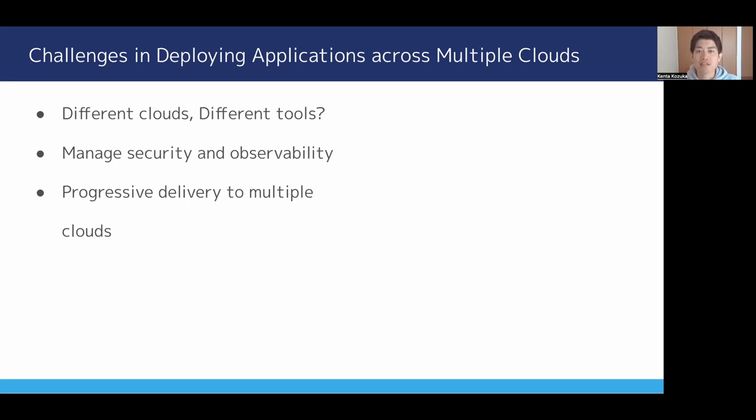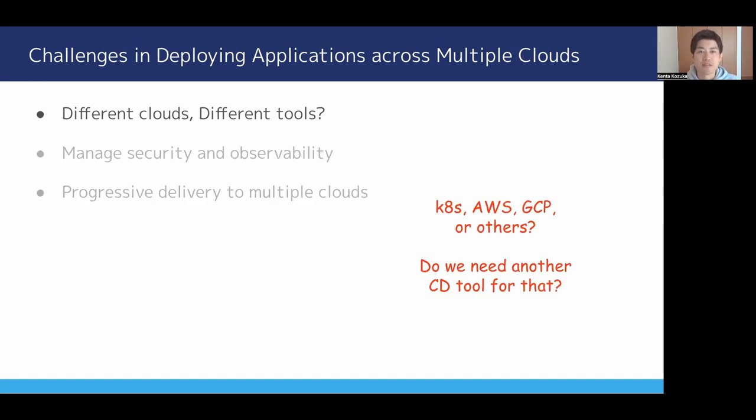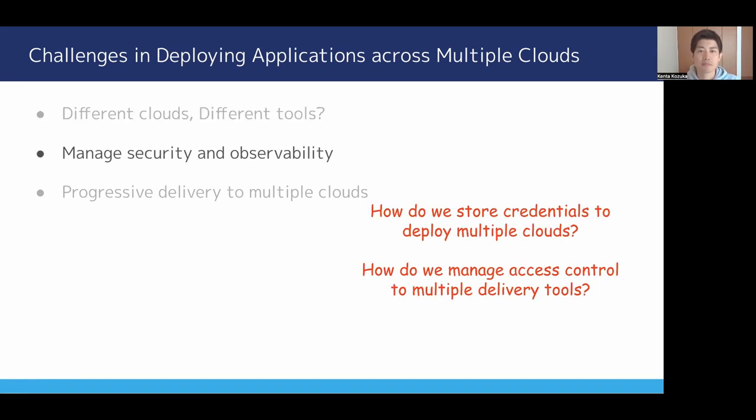So deploying applications to hybrid and multi-clouds has some challenges. Do we need different tools to deploy different kinds of applications? Do we need to learn the new tools? How to keep consistency in delivery process in on-prem or public clouds? Ensuring security and observability across these varied platforms adds another layer of complexity.